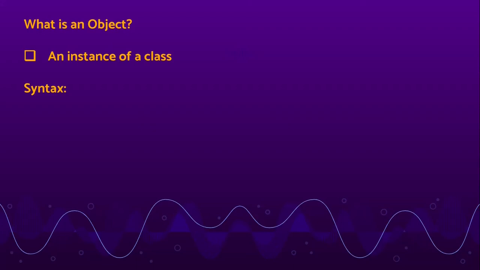Cool. So now let's have a look at the syntax for creating an object. Remember the definition is an instance of a class, so you're creating an instance of a class. The other thing I want to mention is that you can create as many objects as you want, right?